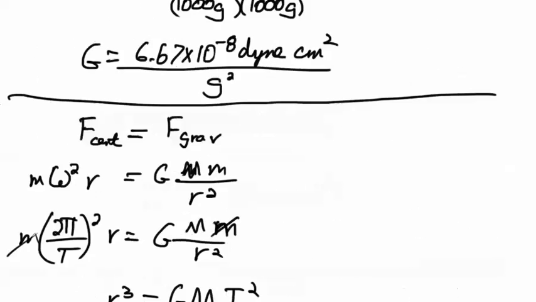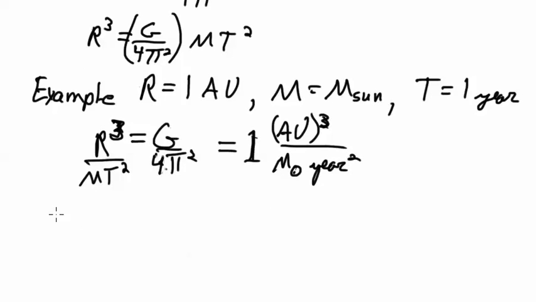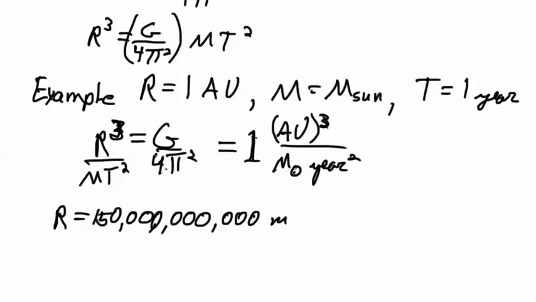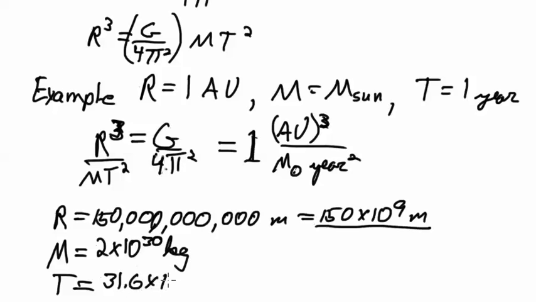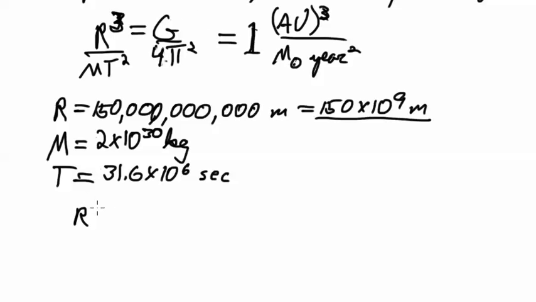Let's convert this to SI units. So if I said R equals 150 million kilometers, no, 150 billion meters, or just 150 times 10 to the 9th. The mass of the Sun is 2 times 10 to the 30th kilograms. And the period of a year, we want that in seconds, and that is 31.6 times 10 to the 6th seconds. 31.6 million seconds.